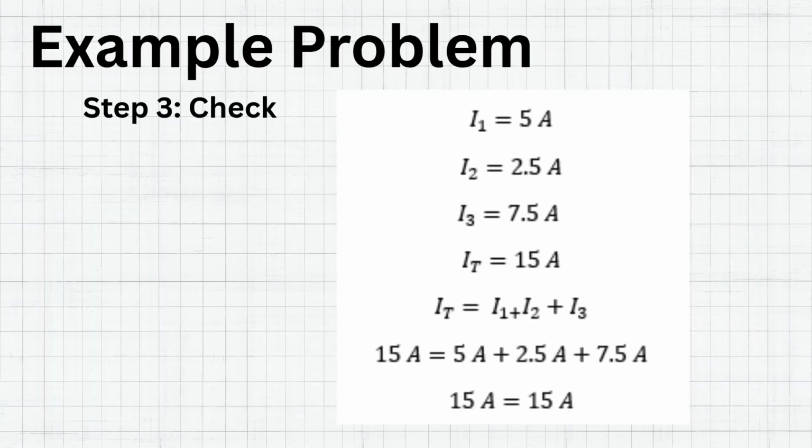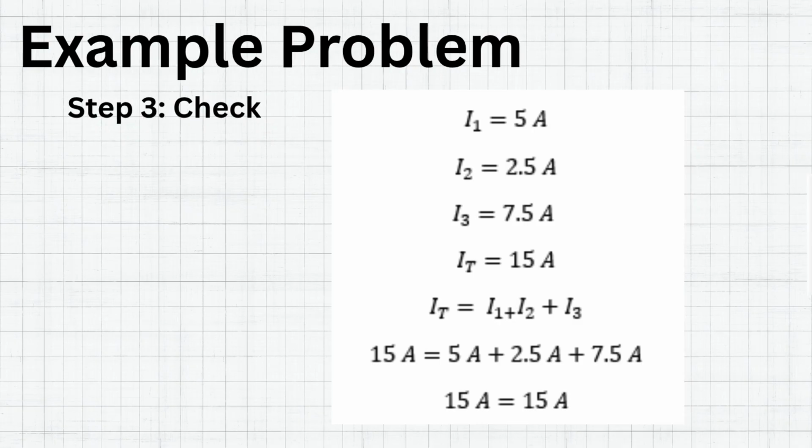In the background, I did some further calculations and calculated the current through the second resistor and the current through the third resistor. And using Kirchhoff's current rule, which states that all currents entering or exiting a junction will equal the same, as the total current is 15, all the currents added together also result in 15.